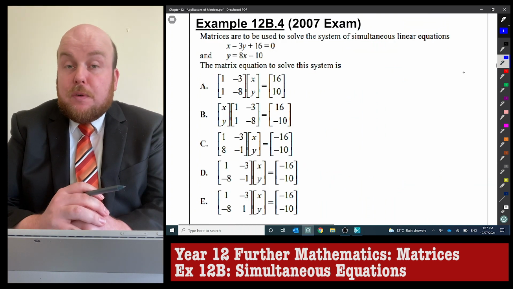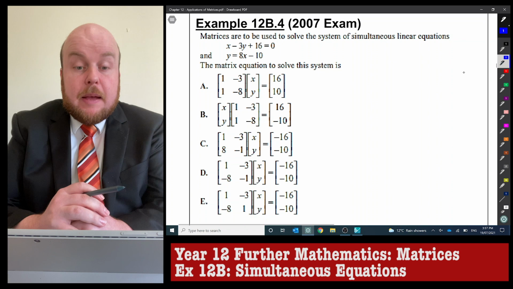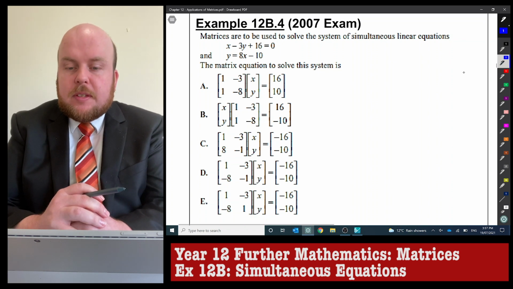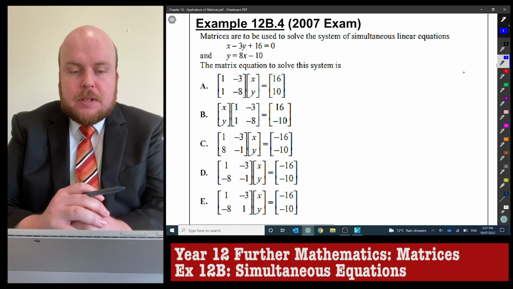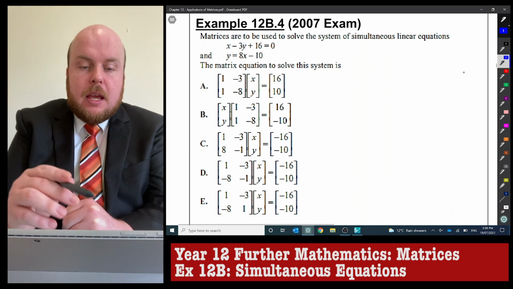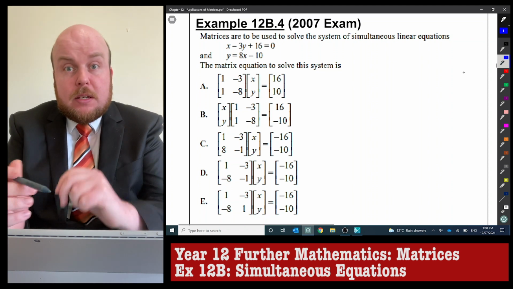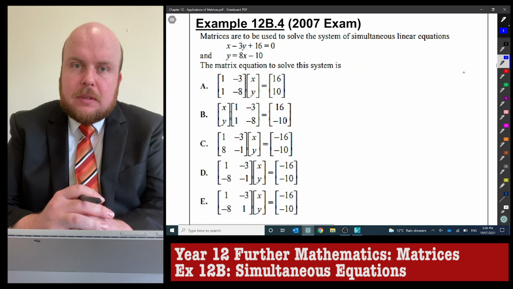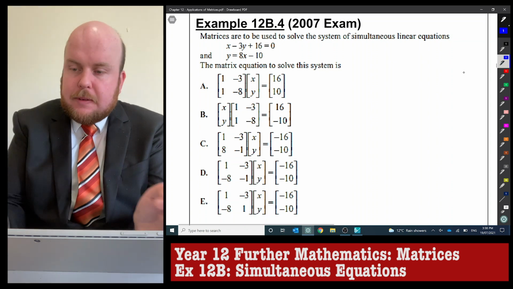Example 12b.4, this is from the 2007 exam. Matrices are to be used to solve the system of simultaneous linear equations, x minus 3y plus 16 equals 0, and y equals 8x minus 10. The matrix equation to solve the system is one of the following. So much like the previous example, what we need to do is make sure that all of the letters are on the left and all of the numbers are on the right.